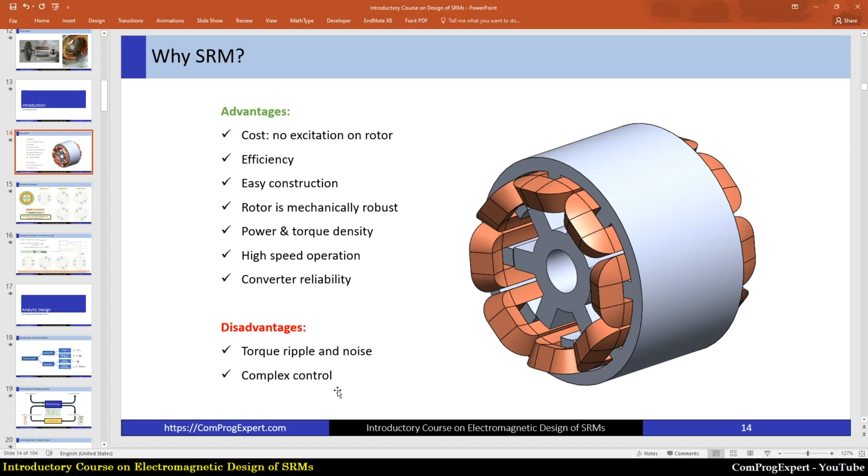In this course, we don't discuss complex control methods for this motor type to reduce the torque ripple. This is an introductory course, and in this course, we will learn how to size the motor and how to derive the important performance curves. So this is actually an advanced topic.